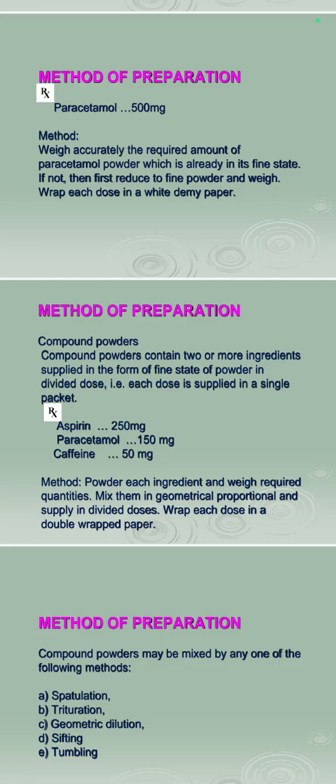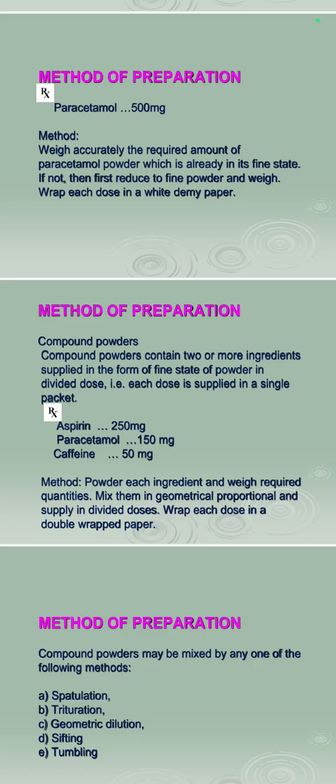You can see an example of simple powder. There is a paracetamol powder. The formula is paracetamol 500 mg. Method: weigh accurately the required amount of paracetamol powder, which is already in its fine state. If not, then first reduce to fine powder and weigh. Wrap each dose in a white demy paper.